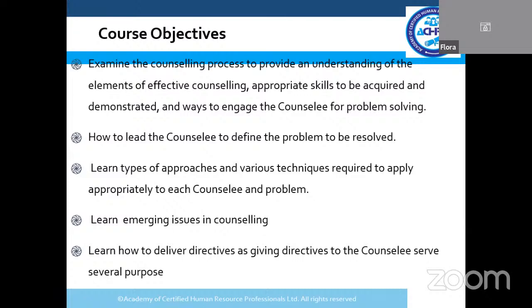Then how to lead the counselee to define the problem so that they can be able to solve it, especially when you're taking your client through the counseling process. We are going to learn that.